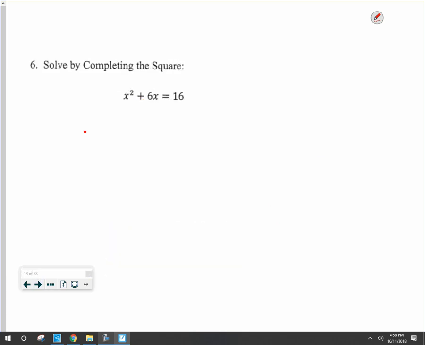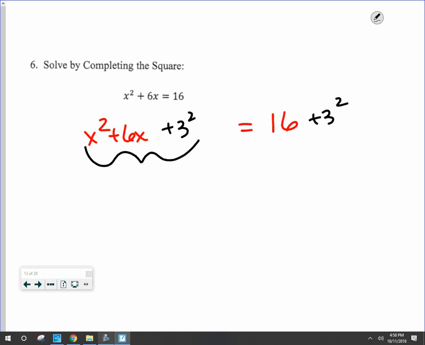Completing the square. This is one of the most missed questions again on this test. So let's go over completing the square. You'll take the x squared and the x term, do half of 6, which is positive 3, add and square. This side makes your completed square, and this side ends up being 25.